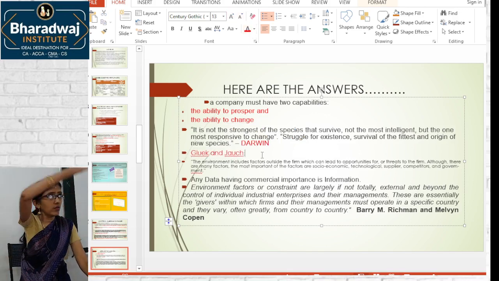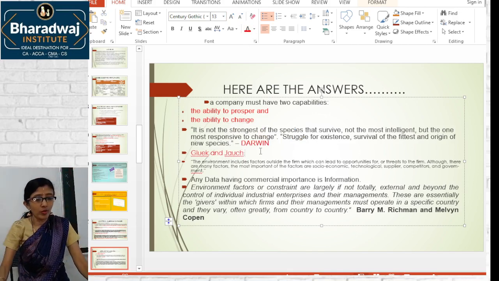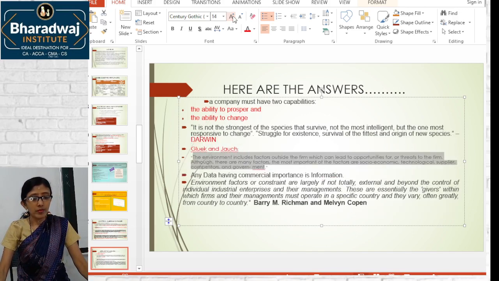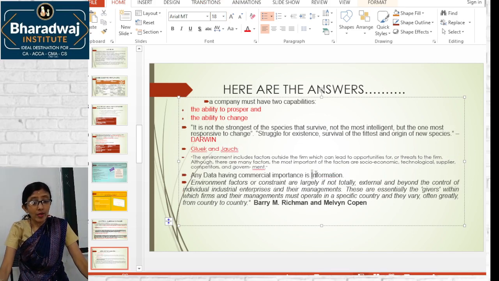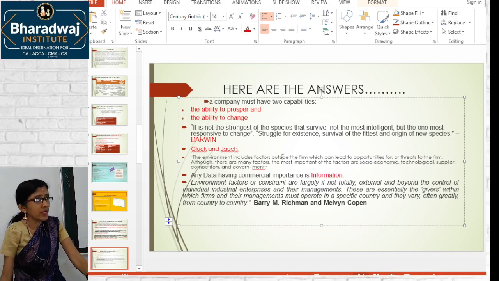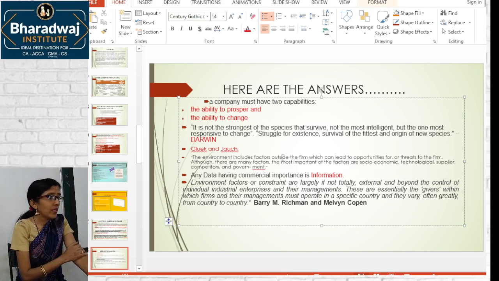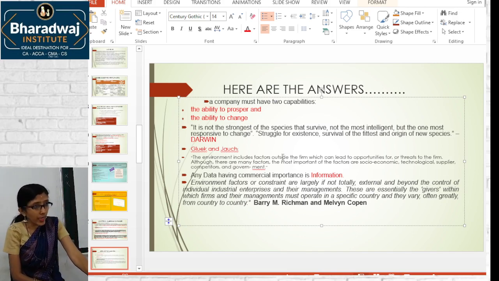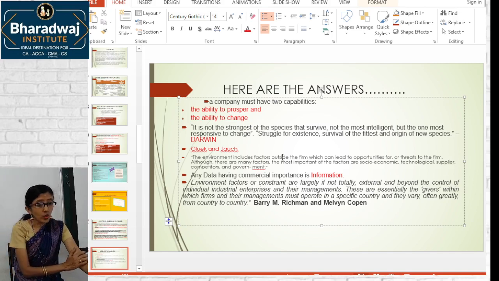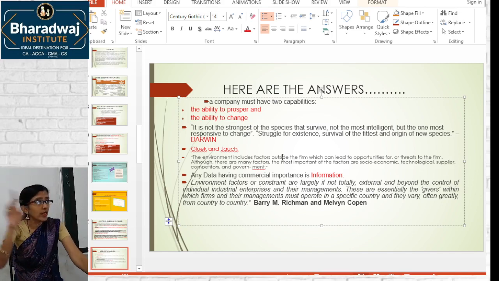And see in your book, you would have a diagram also like this, the factors given in a circular form. You remember that? Any data which is having commercial importance is information. I think we saw with an example. If the government is laying some policy for automobile, what is that for the automobile industry? What is that for a biscuit industry? Government is passing a new law regarding the automobile industry. Is it data or information for the biscuit industry? It is a data. For the biscuit industry, it is just a data. For the automobile industry, it is information. So data having commercial importance is called information. Otherwise, it's just a number.